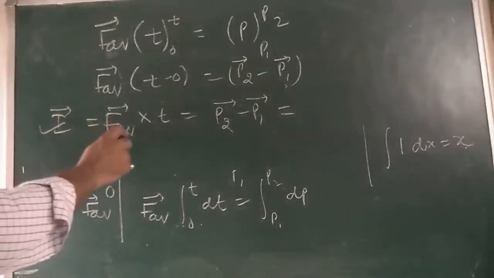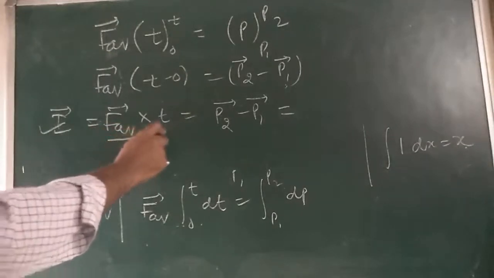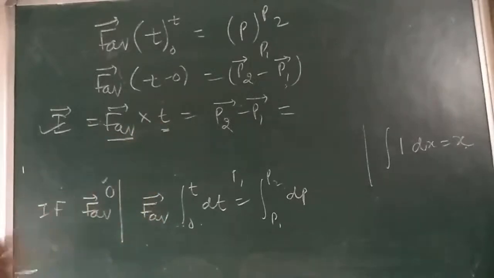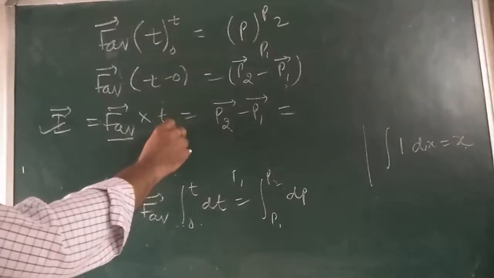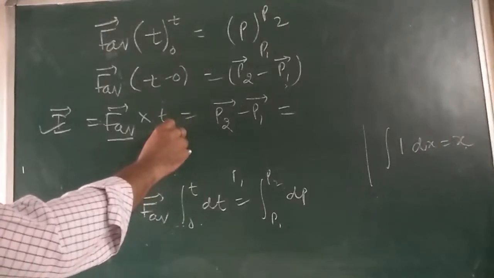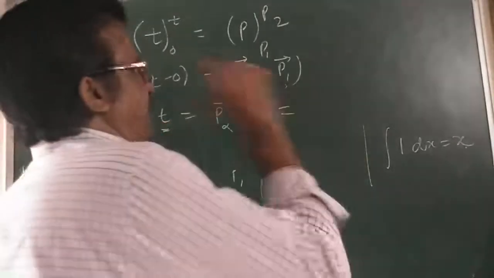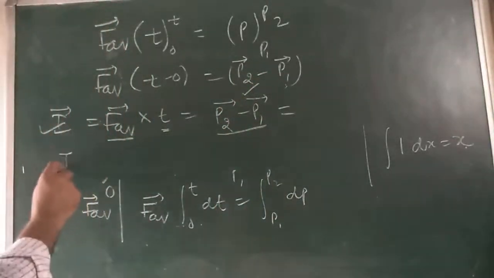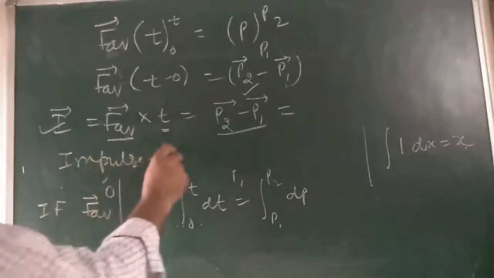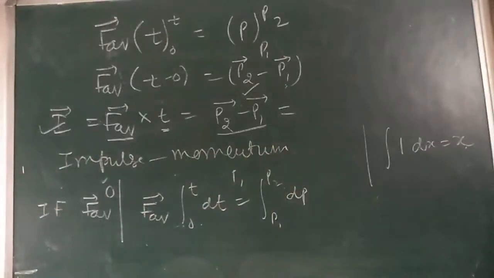So impulse of a force, which is the product of the average force during impact and the time for which the impact lasts, is measured by the total change in the linear momentum produced during the impact. It is called the impulse momentum theorem. Is it clear?